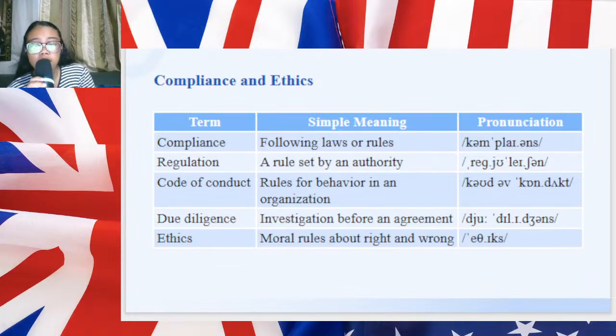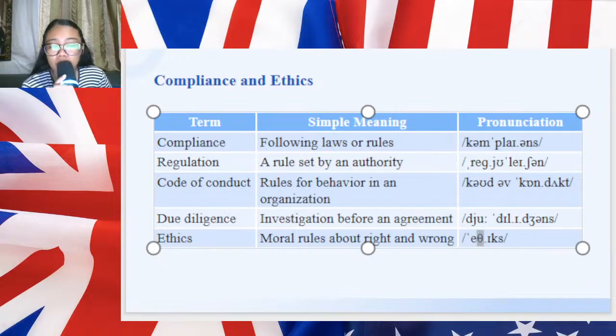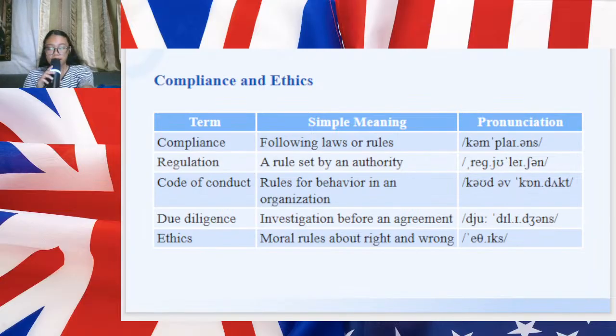So when it comes to pronunciation, ethics. There are two distinct sounds. It starts with a short e sound, then the th. Here it uses a voiceless th sound. This one is the symbol of a voiceless th sound, the O with a line in the middle. So that's the voiceless th sound. Here the primary stress is on the first syllable, eh. So we say it as ethics. Again, ethics. All right. So that's the last term for compliance and ethics.